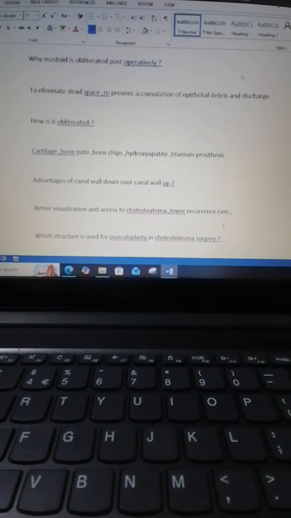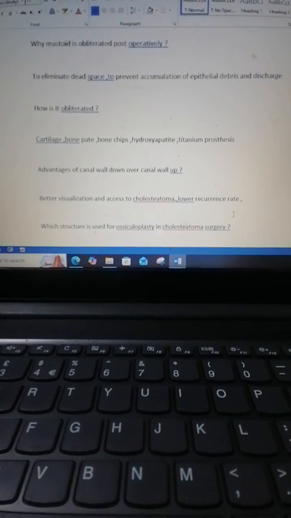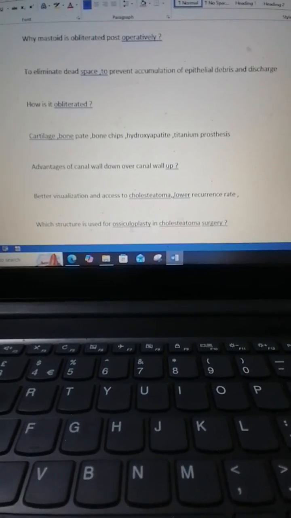The next question can be, what are the advantages of canal wall down over canal wall up mastoidectomy? Why don't you do canal wall up mastoidectomy? The answer is that the canal wall down procedure gives us better visualization and access to the cholesteatoma, and there is also a lower recurrence rate in canal wall down mastoidectomy.